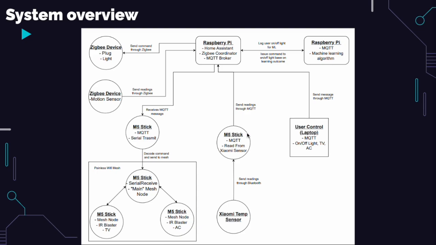Next, for our temperature sensor, we are getting the reading of the Xiaomi temperature sensor using an M5 stick through Bluetooth, and using this data, we will then control the air conditioning. Lastly, we have the mesh network, which routes our commands to turn on and off IR appliances like the TV and air conditioning. There are two parts to this mesh network.